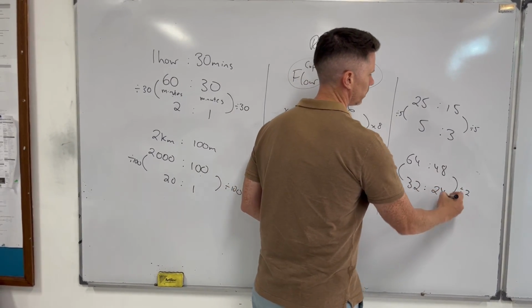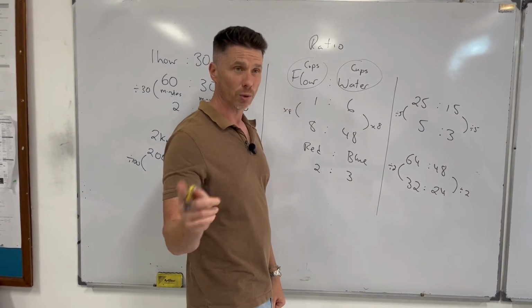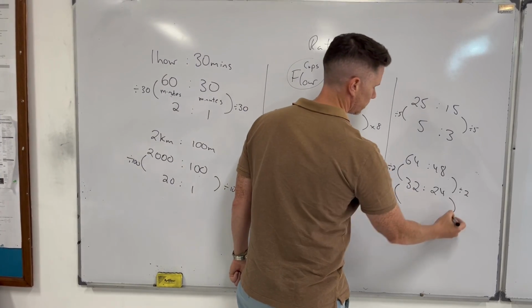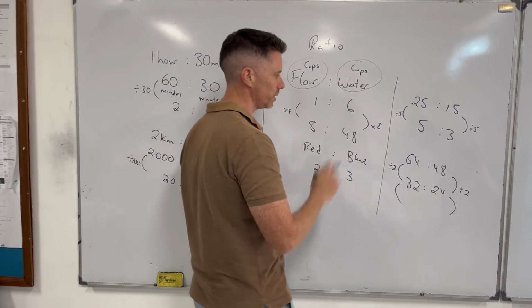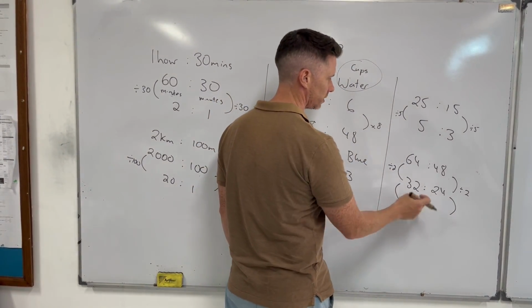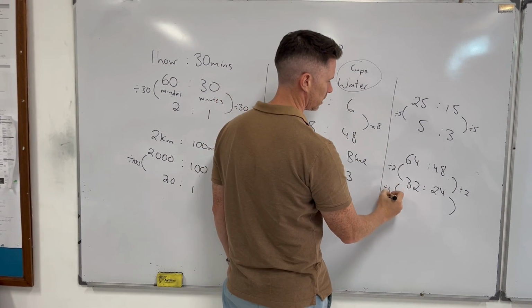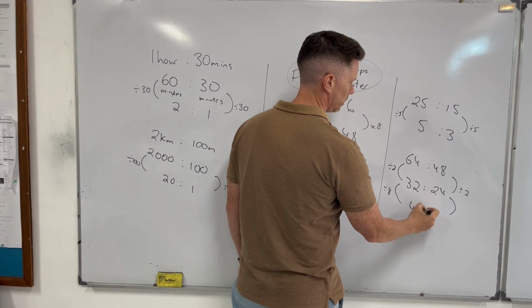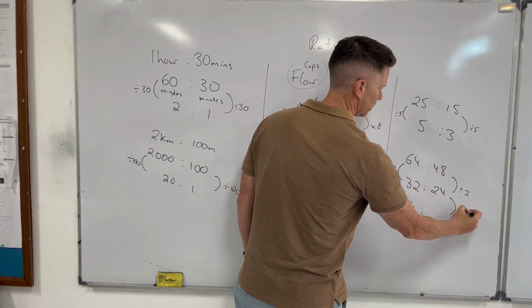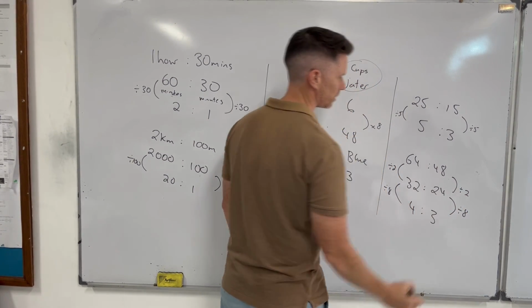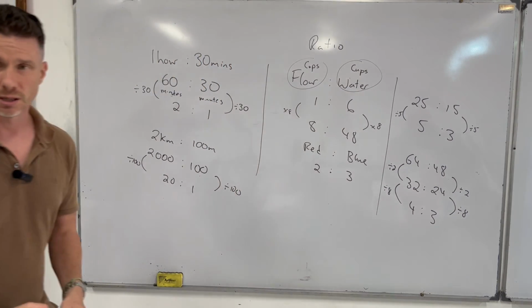32 to 48, half them both. But then I can go again. Same as simplifying fractions. If I haven't fully simplified it, just keep going. What can I divide this by? 2, 4, 8. Let's pick the biggest one this time. We've seen this, 8. This one divided by 8 is 3. So it's actually a ratio of 4 to 3.